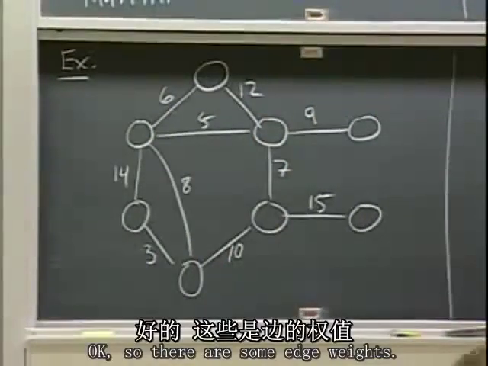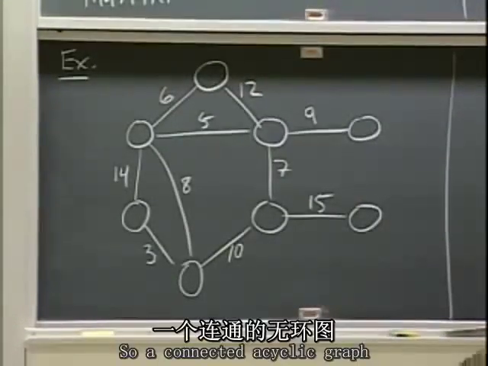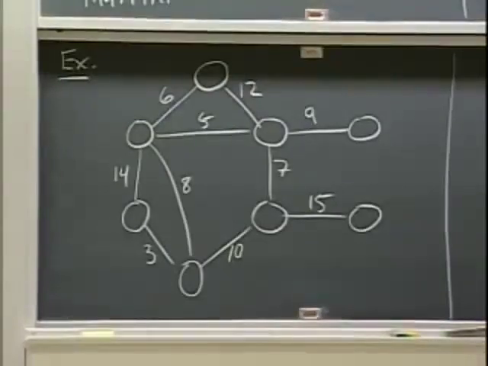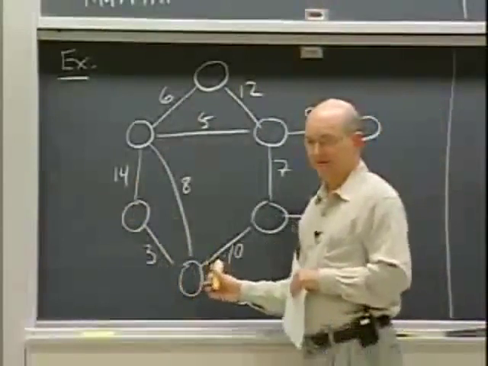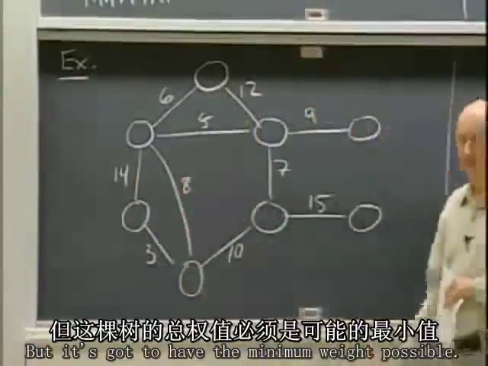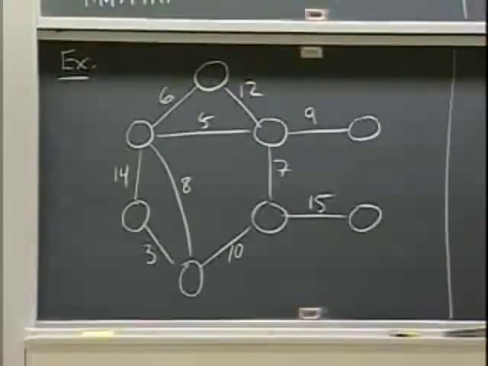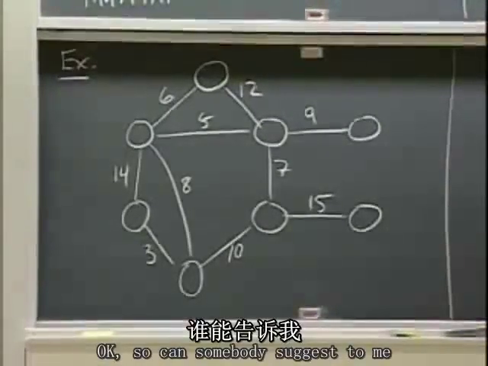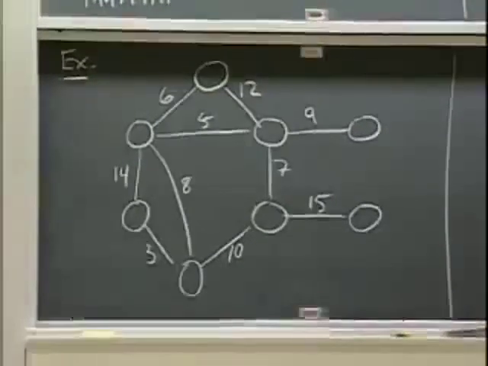There are some edge weights. And now what we want is to find a tree, so a connected acyclic graph, such that every vertex is part of the tree, but it's got to have the minimum weight possible. So can somebody suggest to me some edges that have to be in this minimum spanning tree?